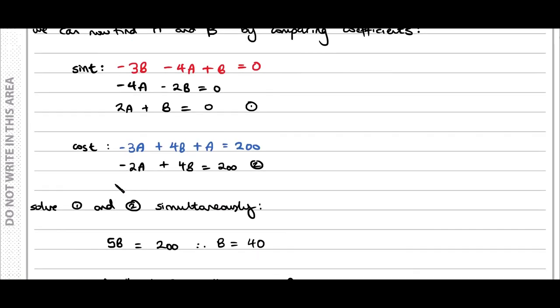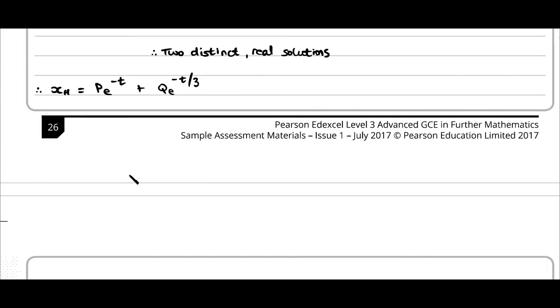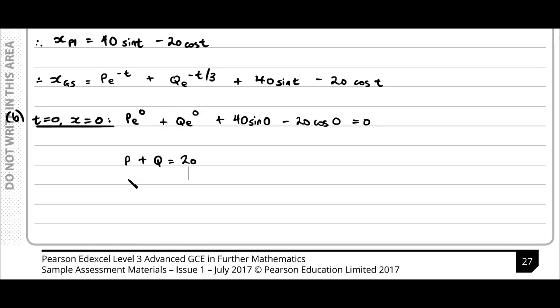And also the second derivative, which is the speed, the initial speed will also equal 0. But before we find the initial speed, we would have to differentiate this general solution. So dx, general solution, over dt, differentiating pe to the minus t, we end up with minus pe to the minus t. Differentiating qe to the minus t over 3, we end up with minus 1/3 q e to the minus t over 3. Differentiating 40 sine t, we end up with 40 cos t. Differentiating minus 20 cos t, we end up with positive 20 sine t.